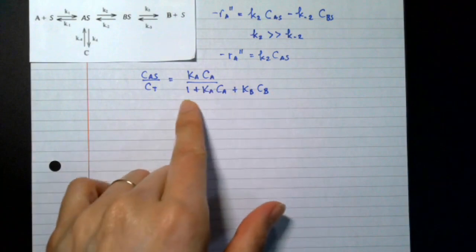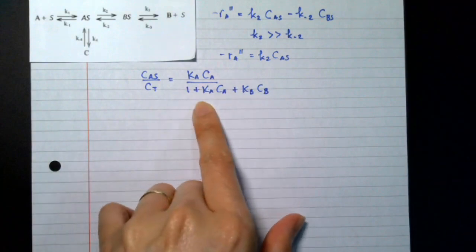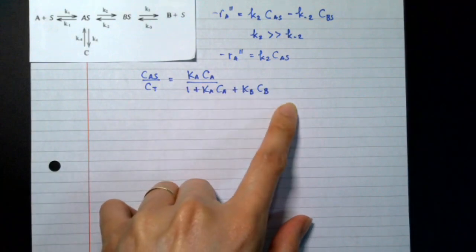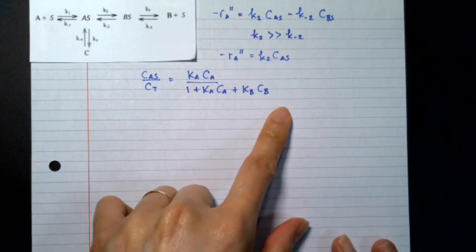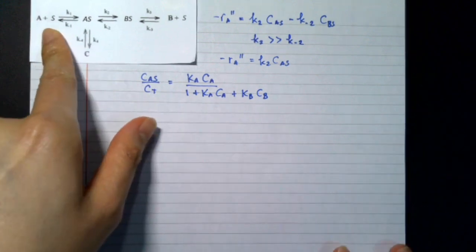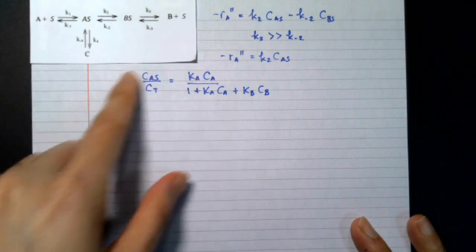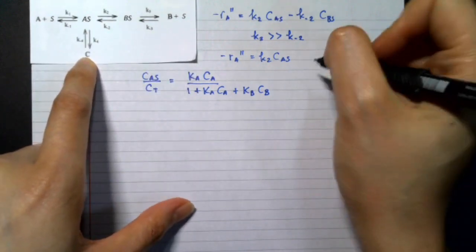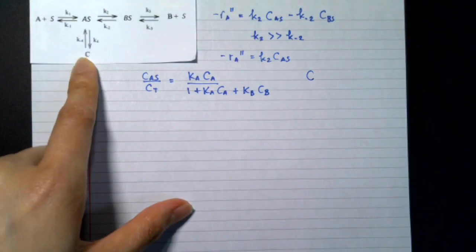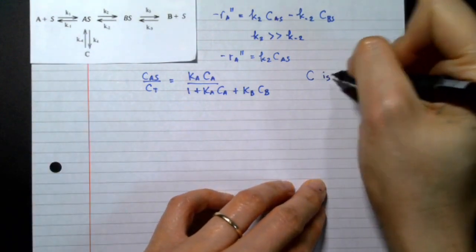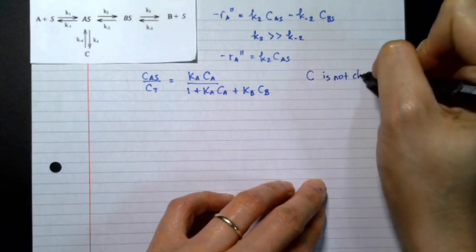So also note that the denominator of this includes all of the species that are competing for the active sites, the ones that are competing for S. And they are A and B. So what about C? C is the coke. So note that C is not chemisorbed.